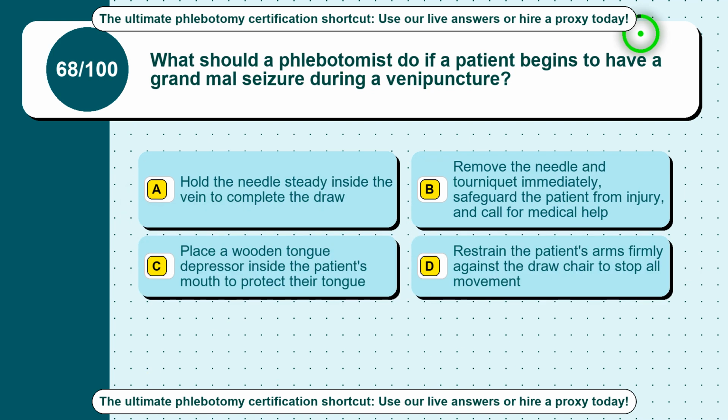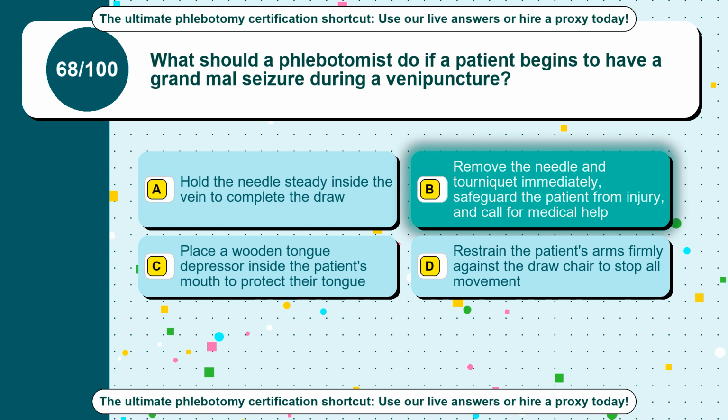Question 68. What should a phlebotomist do if a patient begins to have a grand mal seizure during a venipuncture? Option A. Hold the needle steady inside the vein to complete the draw. Option B. Remove the needle and tourniquet immediately, safeguard the patient from injury, and call for medical help. Option C. Place a wooden tongue depressor inside the patient's mouth to protect their tongue. Option D. Restrain the patient's arms firmly against the drawer chair to stop all movement.